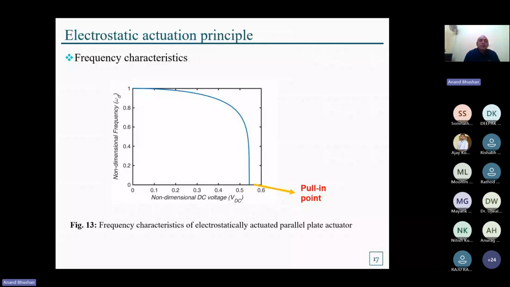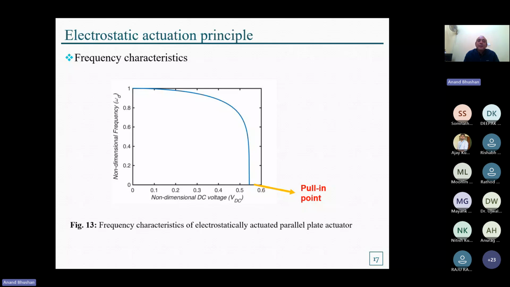So effectively, its natural frequency reduces from 1, and at the pull-in point, the natural frequency reaches 0, because it loses its spring strength, and finally the mobile plate strikes down onto the fixed plate. So this is the frequency characteristic, and in it we can observe one thing: by changing the magnitude of the DC voltage, we can vary the natural frequency of the system.